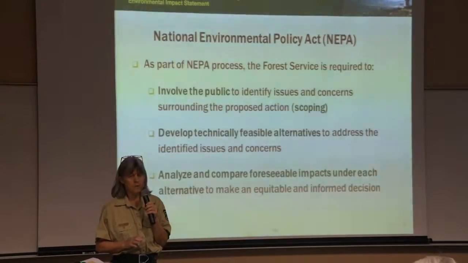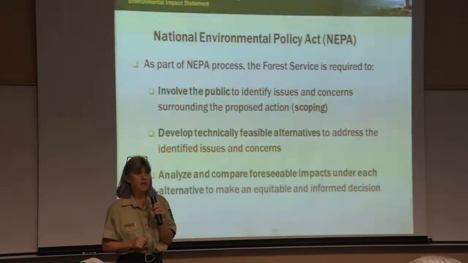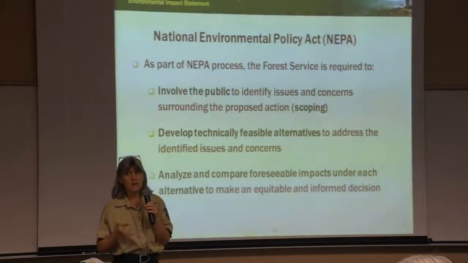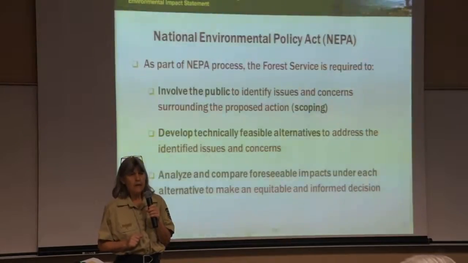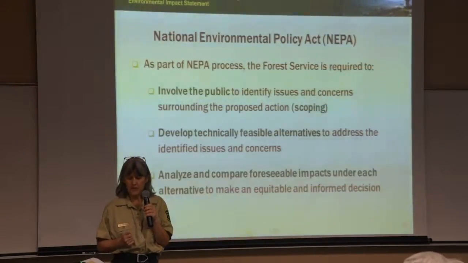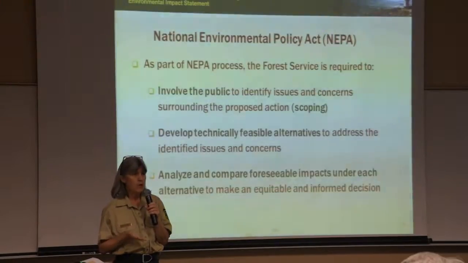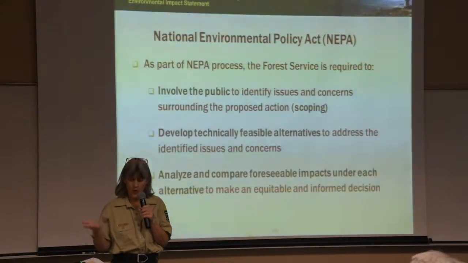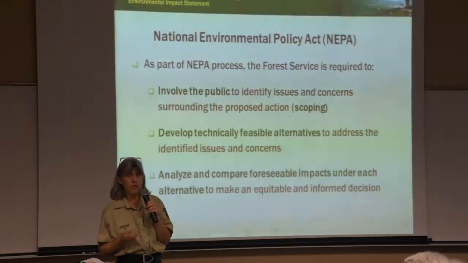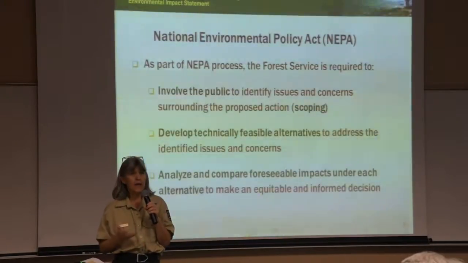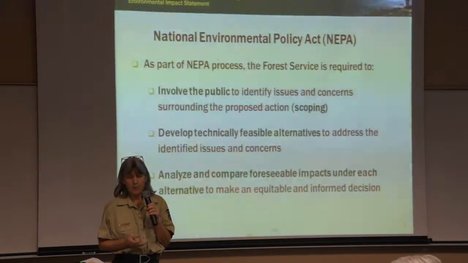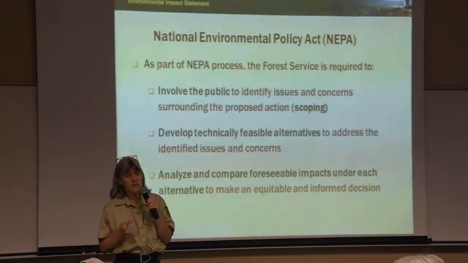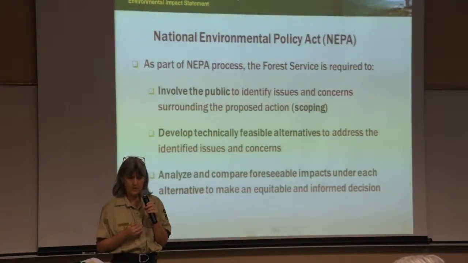Another big piece of the whole environmental review process is to develop technically feasible alternatives, and that's about where we're at right now. And those alternatives are designed to address the issues and concerns that we're hearing from the public and internally and from cooperating agencies about the proposed action. And then the other big piece of it, which tends to take the longest amount of time, is to actually analyze those alternatives. And part of that is being able to assess what those actions are, what the consequences are, and what those impacts are in terms of what's foreseeably going to happen based on what's being proposed.